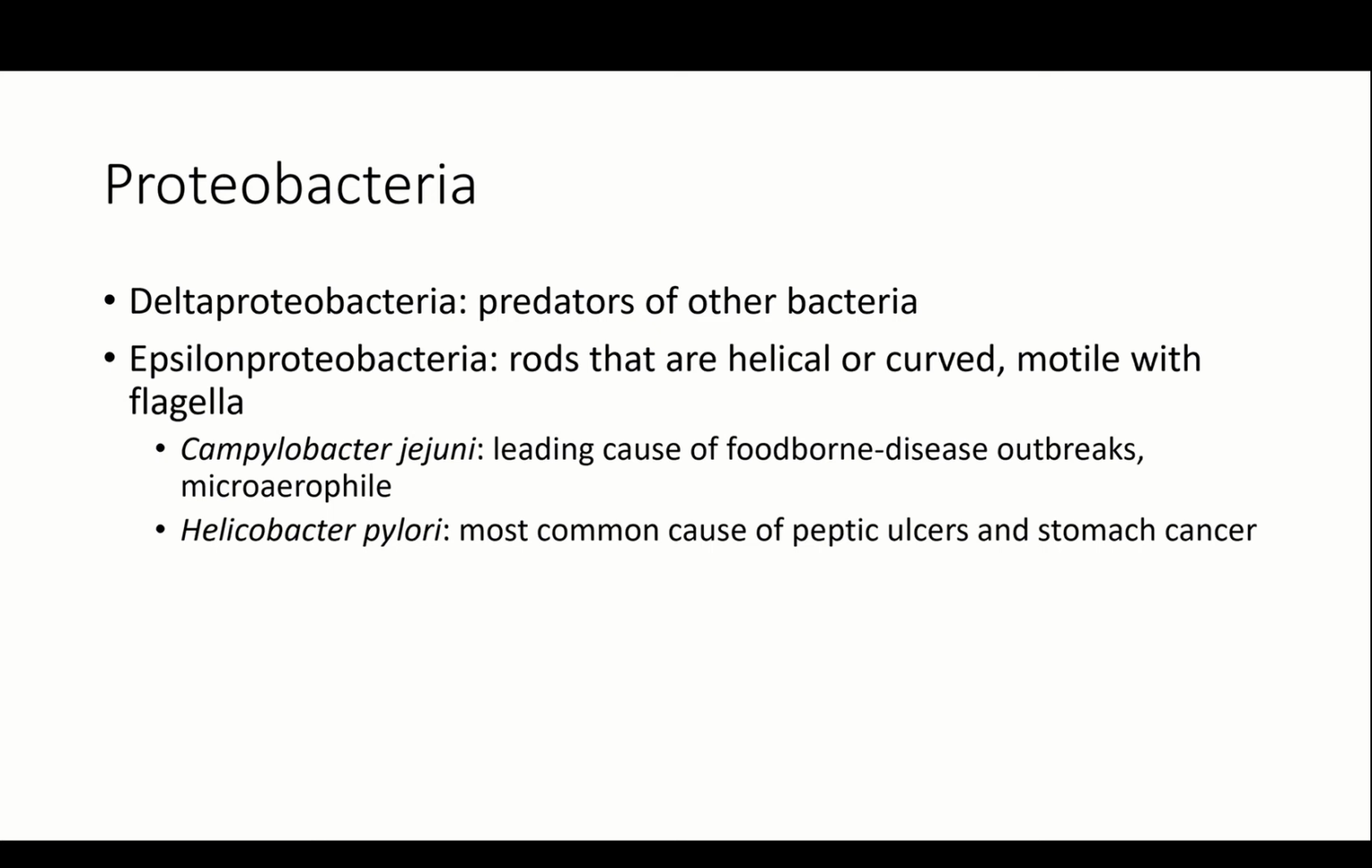There's Campylobacter jejuni, which is the leading cause of foodborne disease outbreaks. Often you hear E. coli and Salmonella getting a bad rap, but actually this is the number one. It tends to be associated with poultry products, so that could be chicken or turkey or quail, any kind of fowl. They are microaerophiles, so they do require a little bit of oxygen, but they don't want normal atmospheric oxygen. So they will live under the surface of a broth tube, for example.